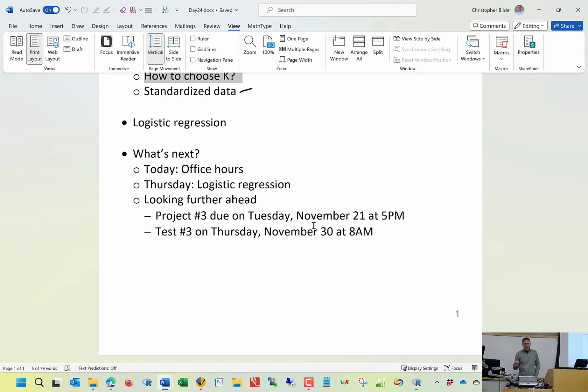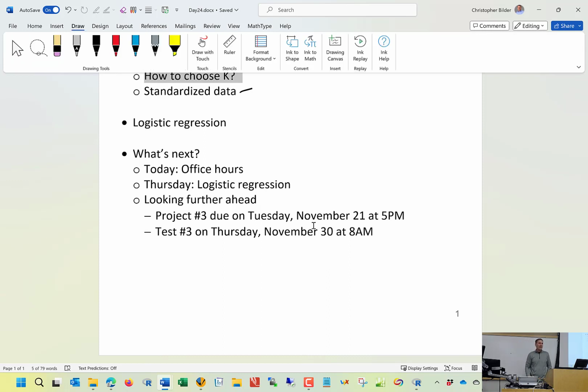Also, something to take note of. Test number 3, Thursday, November 30th. Cluster analysis, discriminant analysis, nearest neighbor classification, and logistic regression. Those would be the topics of that test. I haven't made the test up yet, but I do know the topics. Any last questions? Okay, that's all for today then.